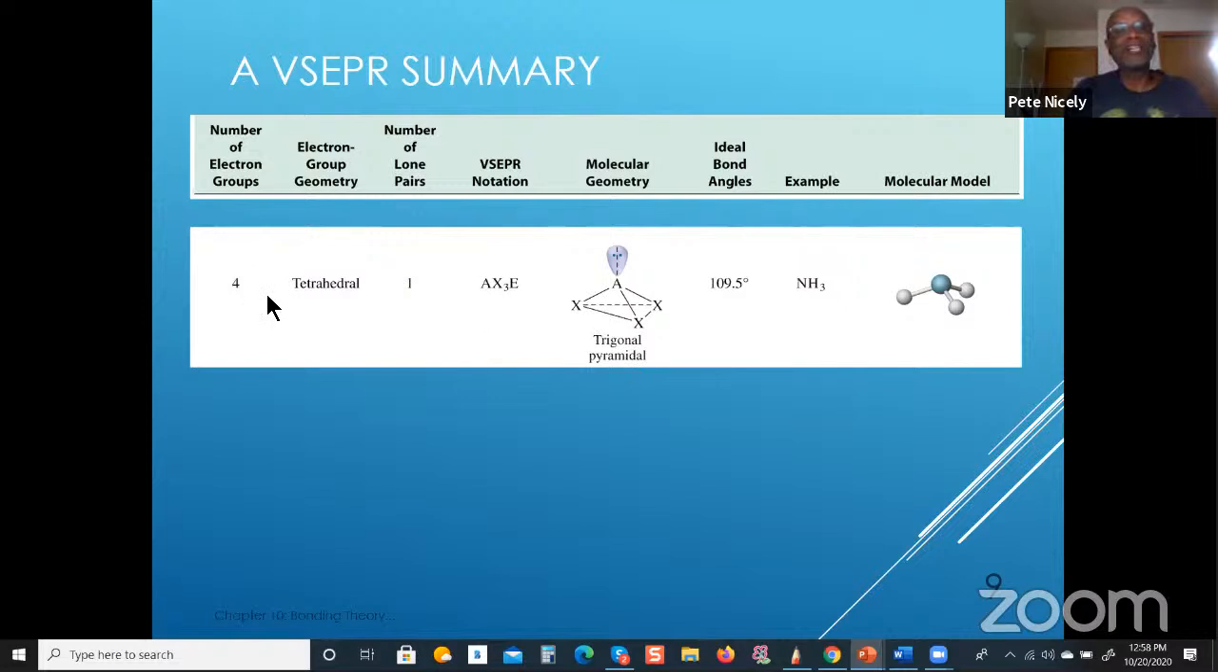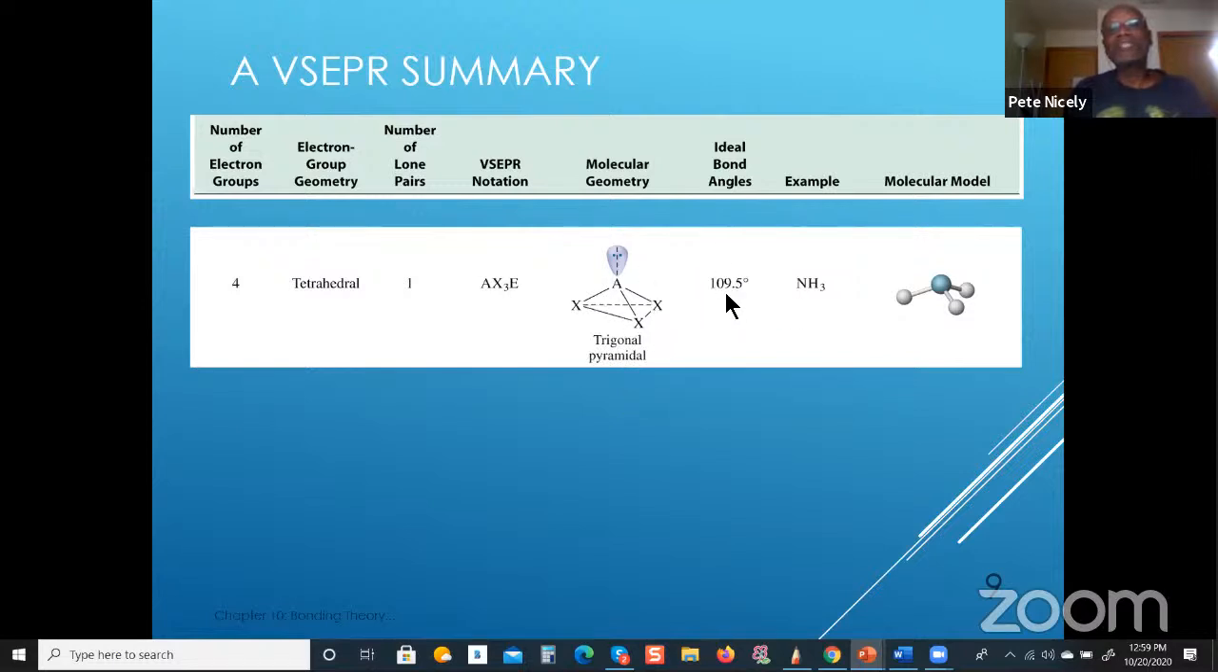The tetrahedral arrangement in terms of the electron geometry will still be the same because you have 1, 2, 3, 4. So in terms of the electron geometry, it's still tetrahedral. But remember, the shape of the molecule is based on the spatial arrangement of the atoms. That's what we're looking at in determining the actual molecular geometry, which in this case will be the trigonal pyramidal arrangement, as you can see here.